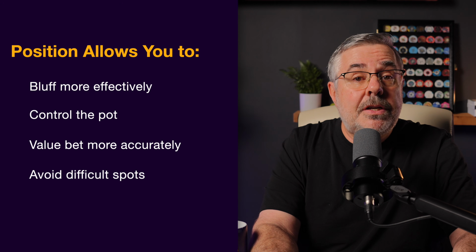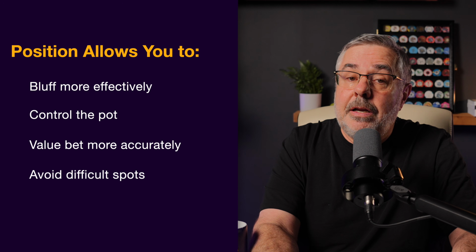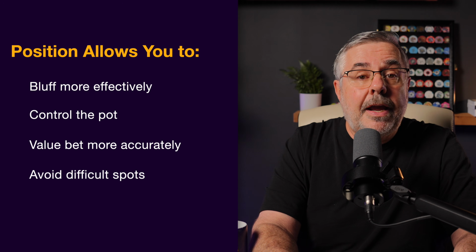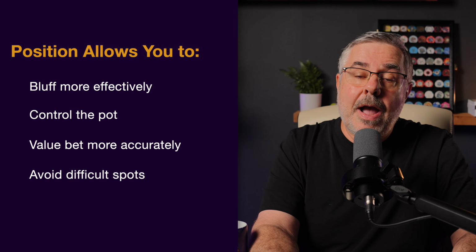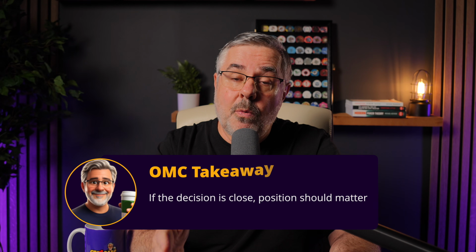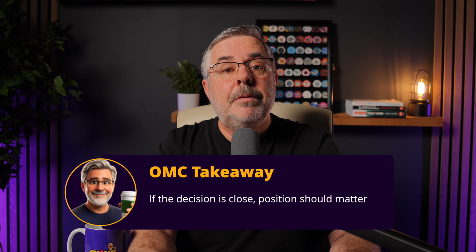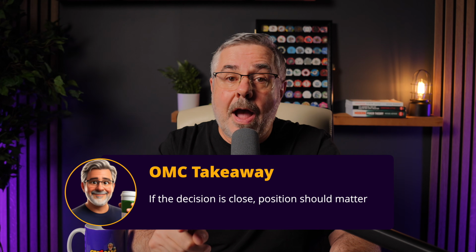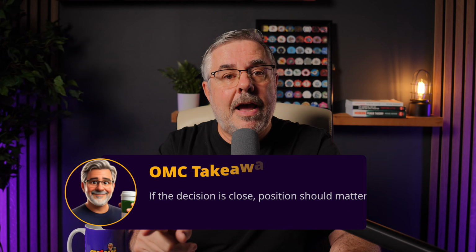But when you're out of position, you have to make decisions with less information. That makes marginal hands harder to play. This is why a hand can be playable on the button, but a fold from the small blind. Same cards, different position, different decision. The OMC takeaway, if the decision is close, position should matter. Play wider in position, play tighter out of position, and stop voluntarily putting yourself in bad positions with weak hands just because they're suited.